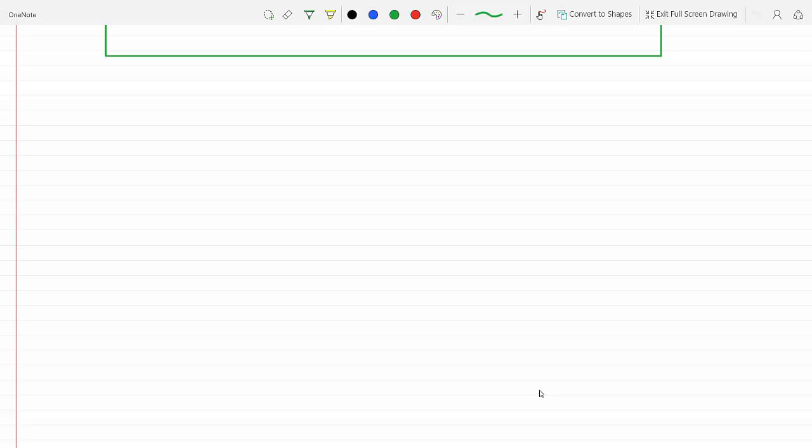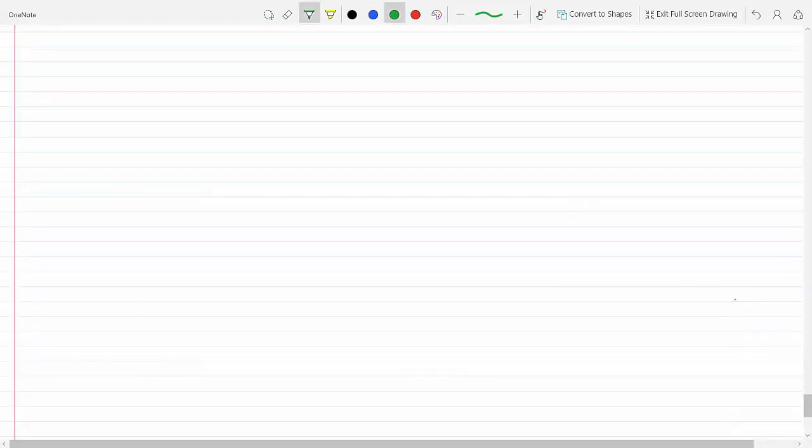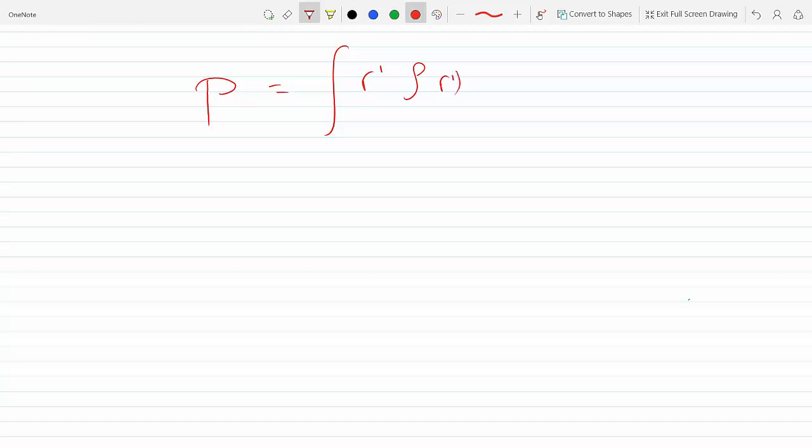We want the dipole moment of this sphere, yeah? Well, we know that the dipole moment in general for a volume charge distribution is p equals the integral of r prime rho of r prime d tau prime.